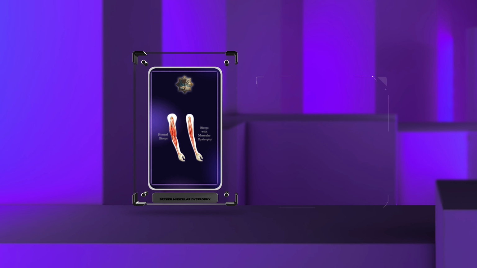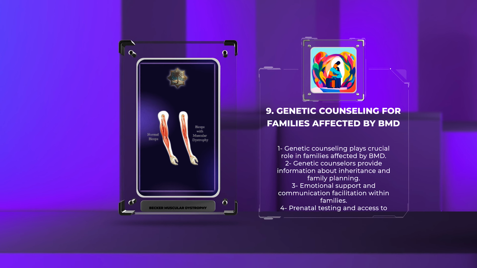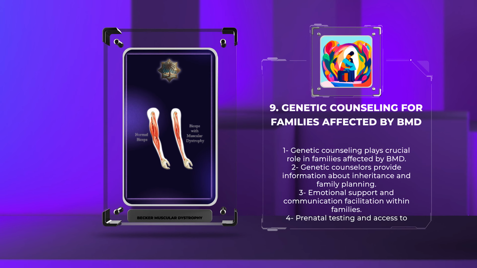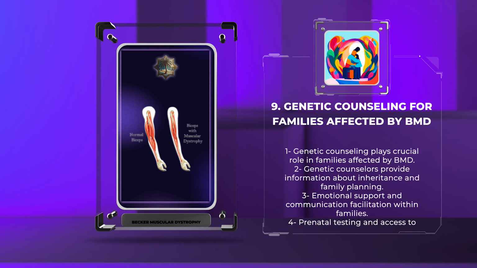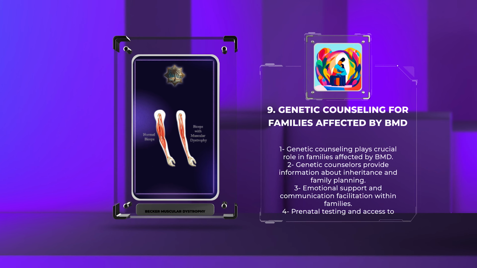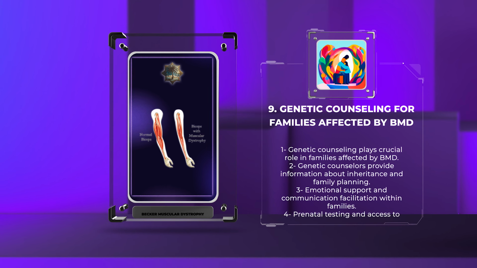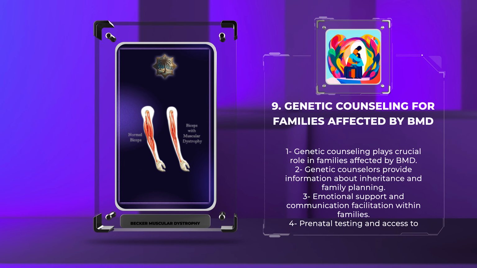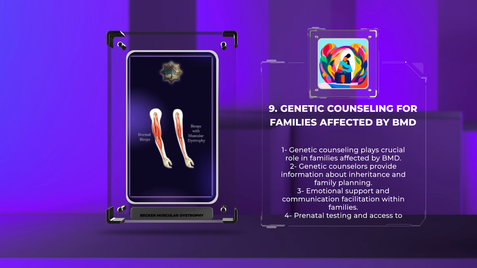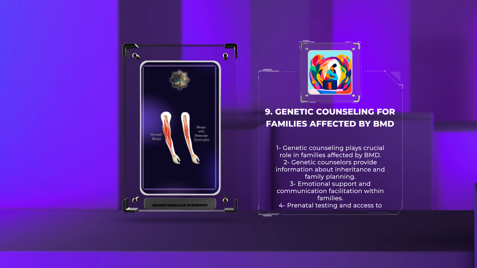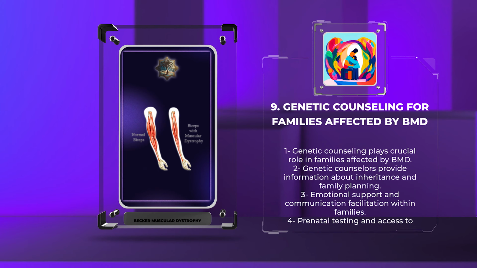Genetic counseling plays a crucial role in families affected by BMD. Genetic counselors provide information about the inheritance pattern, recurrence risks, and choices available for family planning. By assessing the specific mutation identified in the affected individual, they can estimate the likelihood of other family members being carriers or at risk of developing BMD. The genetic counselor also provides emotional support and facilitates communication within families, assists with decision-making regarding prenatal testing, and offers access to resources such as support groups and advocacy organizations. Ongoing genetic counseling is essential, considering the evolving understanding of BMD genetics and the potential implications for emerging therapies.